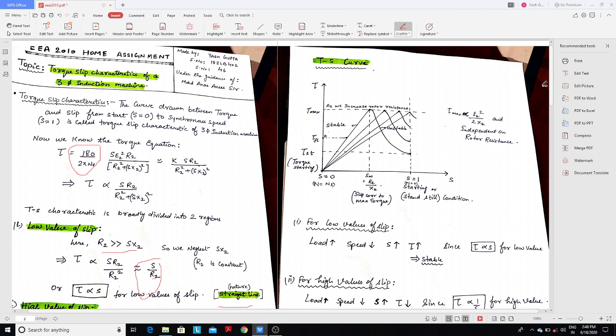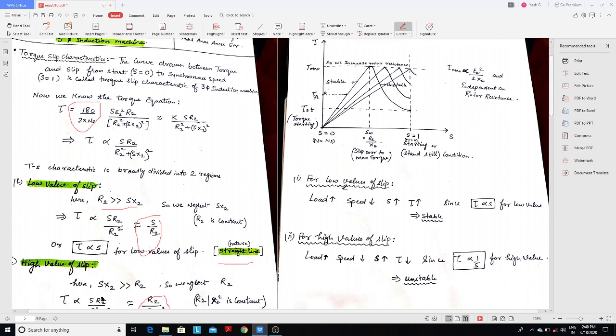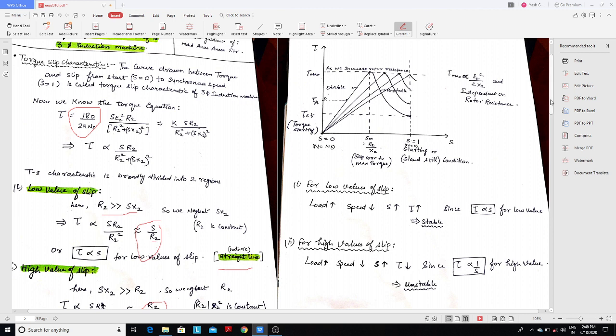Why is it stable? Because as we increase load, speed is decreased. Speed and slip are inversely proportional. Since speed is decreasing, S will increase. As for lower values, torque is directly proportional to S, so when we increase S, torque will increase. This is a stable condition.